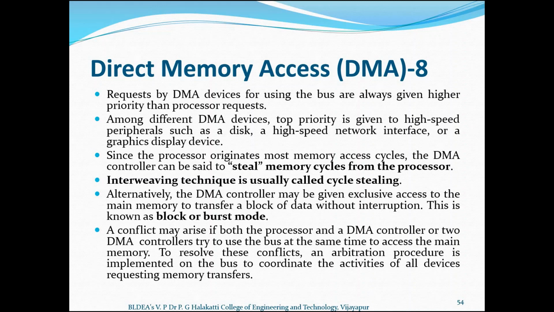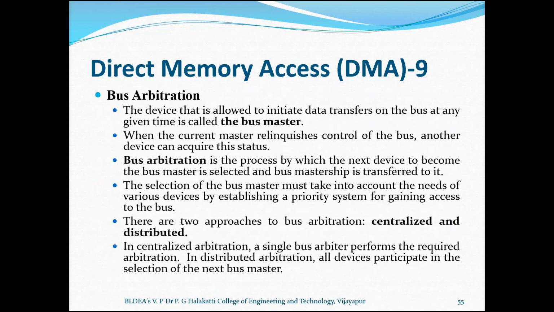Now, a conflict may arise if both the processor and a DMA controller, or two DMA controllers, try to use the bus at the same time to access the main memory. To resolve these conflicts, an arbitration procedure is implemented on the bus to coordinate the activities of all devices requesting memory transfer. The bus arbitration and different methods we will see in the next video.